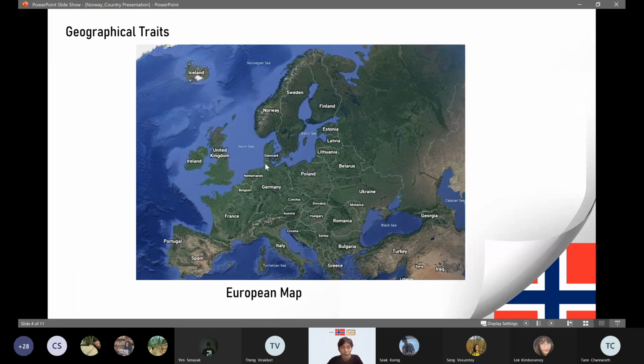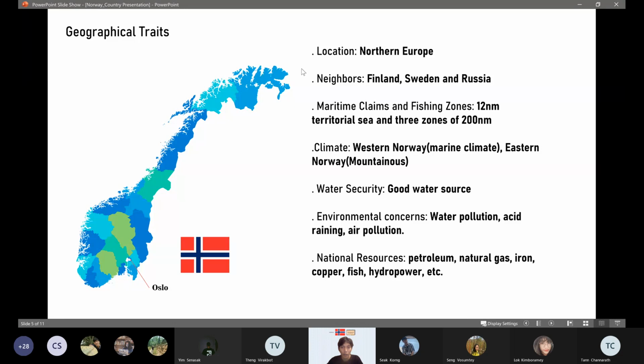The geographical traits: here is Norway. It is located in the northern part of Europe, as you see here. The location is Northern Europe, and the neighboring countries are Finland, Sweden, and Russia. The maritime claims and fishing zone are 20 nautical miles. The territorial sea includes three zones, and the climate is divided into two: Western Norway and Eastern Norway. Western Norway has a marine climate, and Eastern Norway is mountainous. The water security is good, with good water sources, and the environmental concerns are water pollution, acid rain, and air pollution.